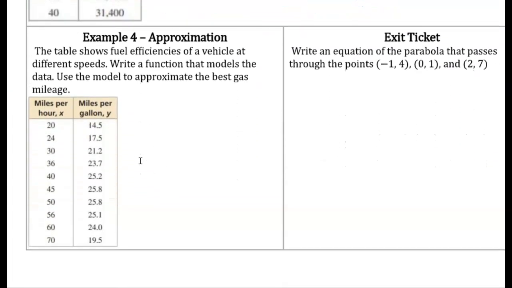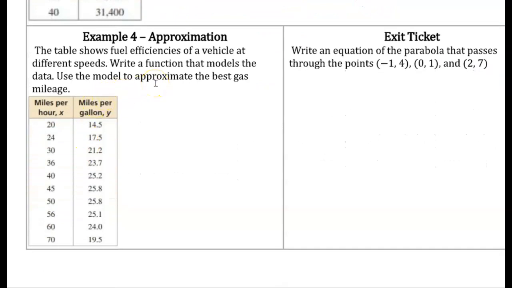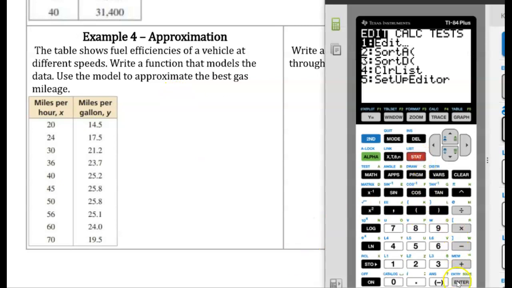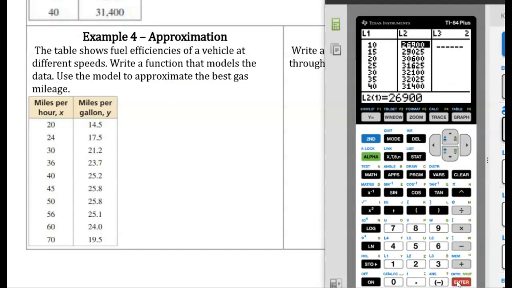Okay. The table shows fuel efficiency of a vehicle at different speeds. Write a function that models the data. So we're going to go back in here. We're going to press stat. How I clear the list is I go up to where the cursor is on L2. I hit clear, enter. Do the same thing on L1. Hit clear, enter. And I'm going to pause this video while I type in this data. X goes in L1, Y goes in L2.